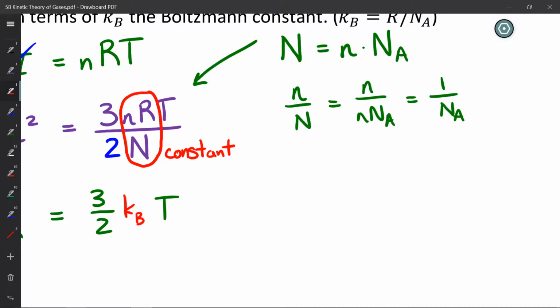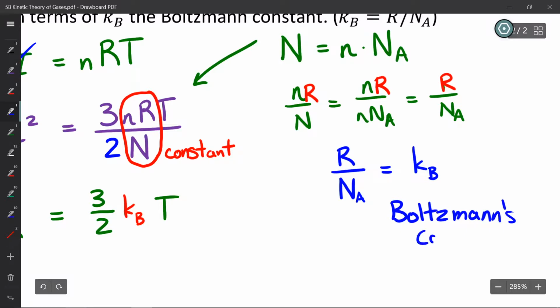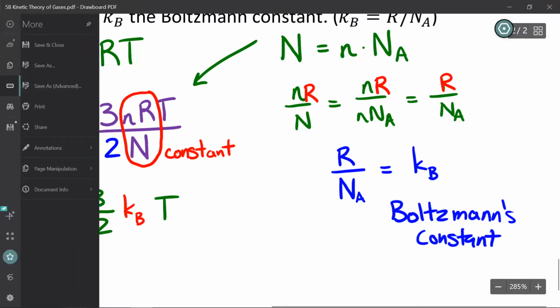First, we can see that n over N is equal to 1 over N_A. Now if I just stick an R in there, then we have R over N_A. And so that's the trick: the gas constant divided by Avogadro's number is equal to the Boltzmann constant. So this is Boltzmann's constant.